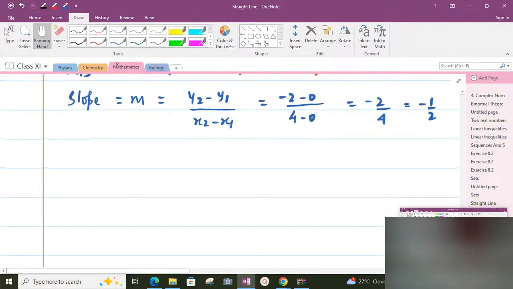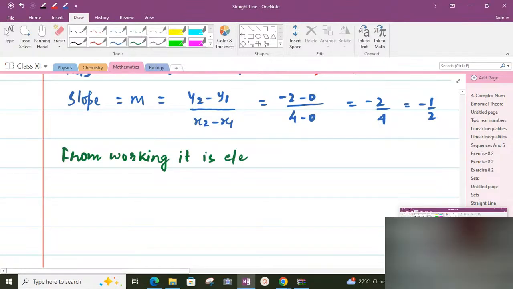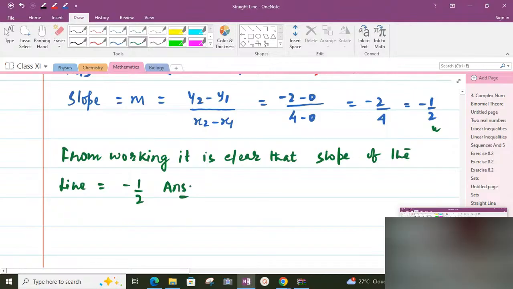So from the working it is clear that the slope of the line equal to -1 by 2. So this one will be the answer of this question. Hope that there is no problem to understand the solution of this question. Let's see question number 6.